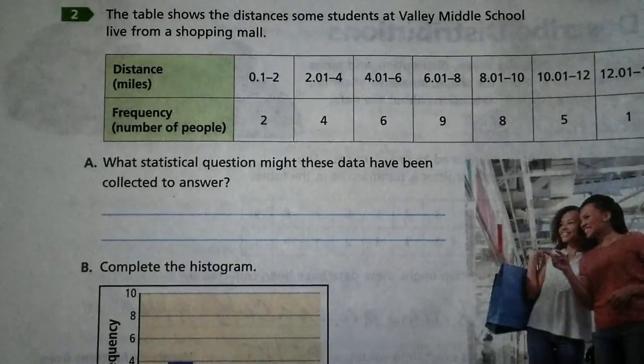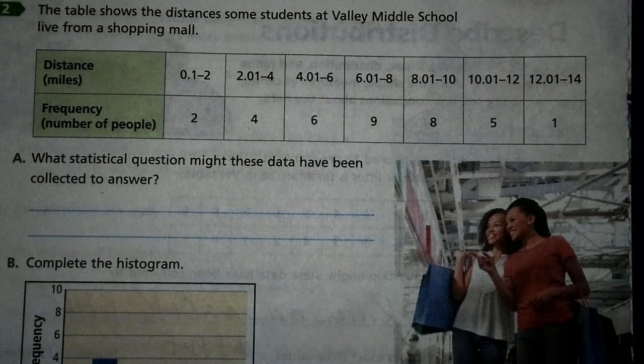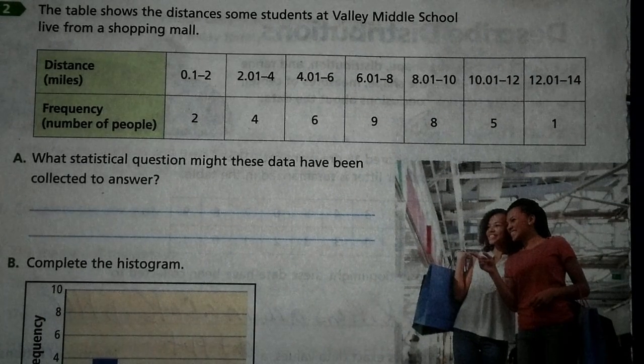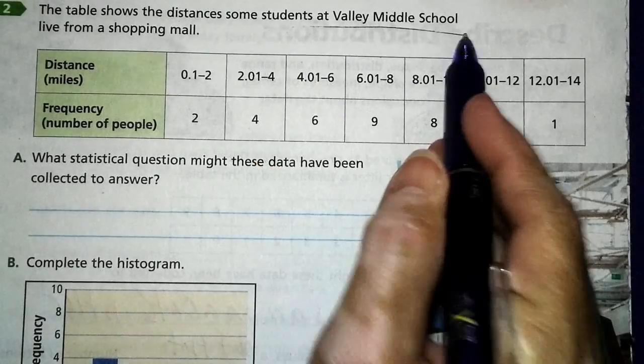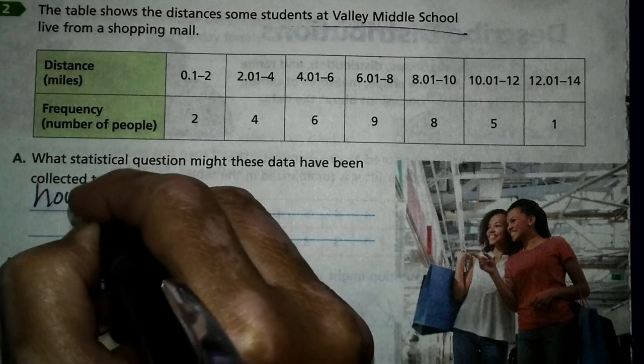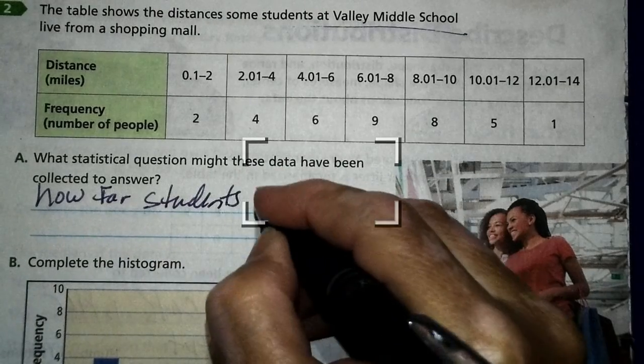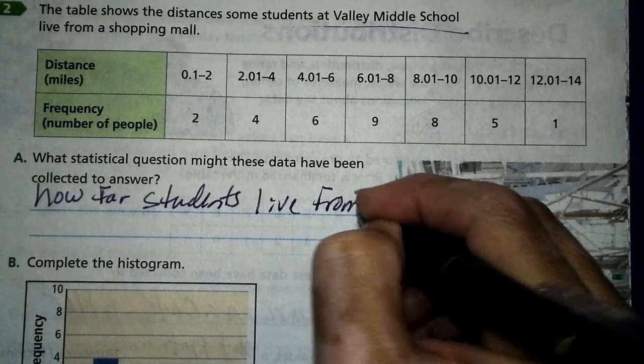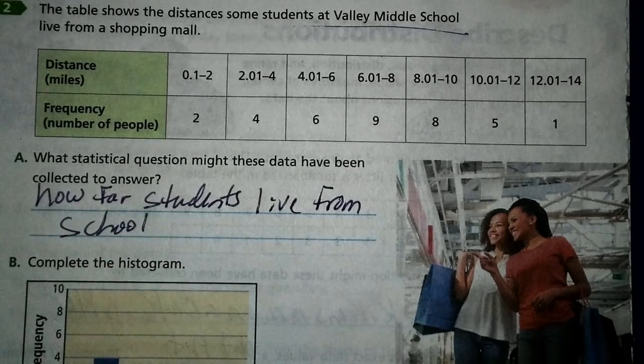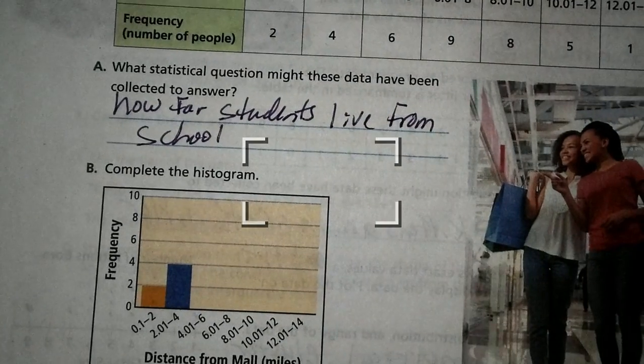All right. Number 2. It says the table shows the distance some students at Valley Middle School live from the shopping mall. What statistical question might these data have been collected to answer? It says students live from the school. So how far students live from school. All right, so we're going to finish this histogram.